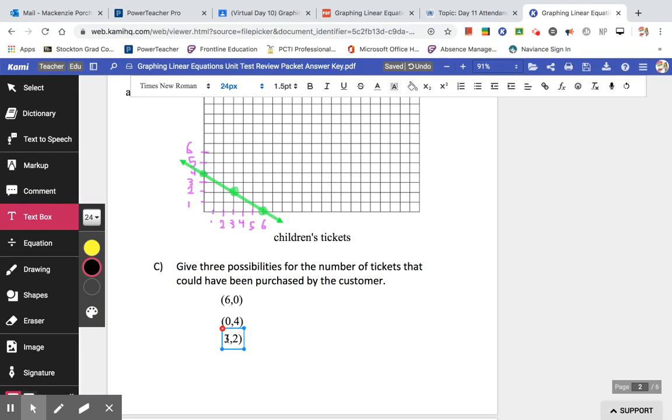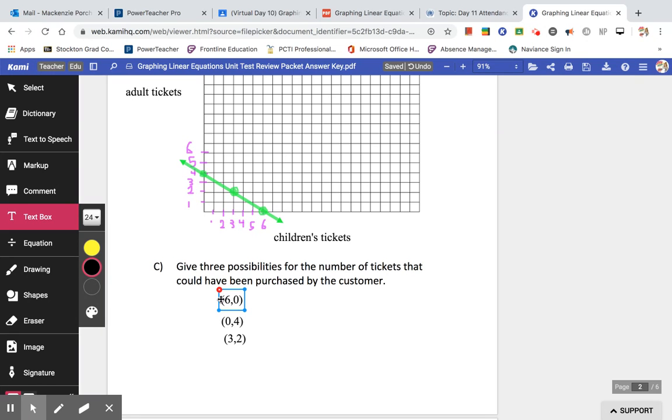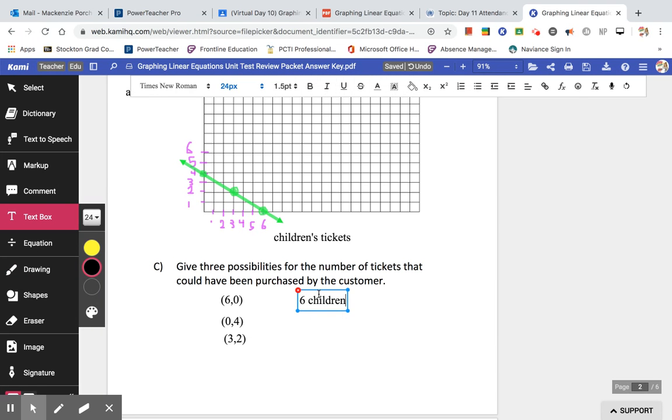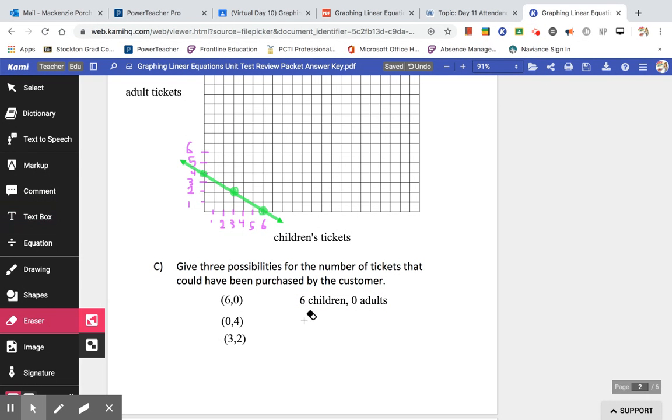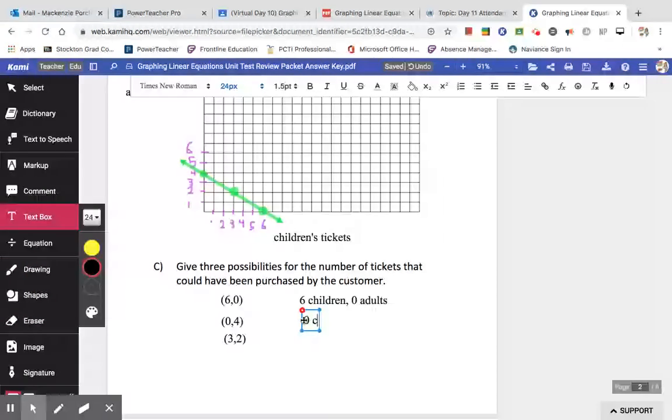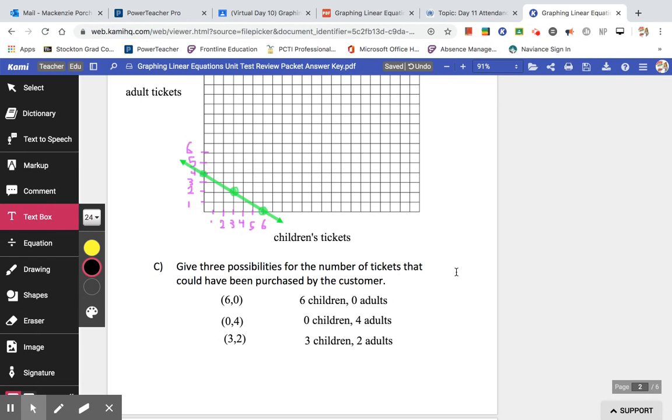And then we're not completely done here because the points represent something. The x term in all of our points is children, and the y term is always going to be adults. So my first option is 6 children, 0 adults. The second option is 0 children and 4 adults. And my last option is 3 children, 2 adults. So that's how we do question number 1.